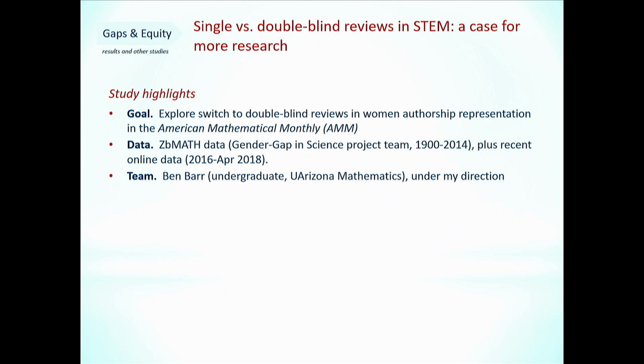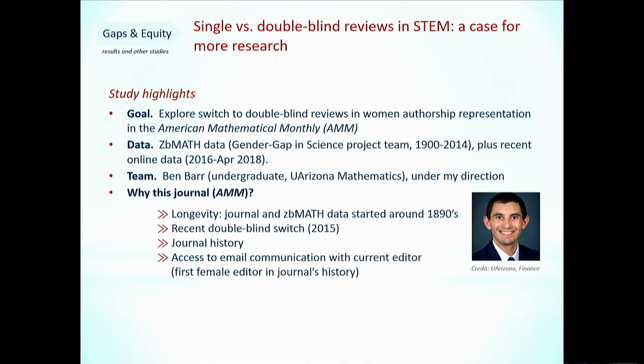The data that we used for this analysis was CV math data, which was generously shared with the Gender Gap project from this team about 2 years ago. That data covered the 1900s to 2014. We also added some recent data that was available online and was not part of the CV math data, the years from 2016 to April 2018. The team was under my direction. Ben Barr was an undergraduate at the University of Arizona, is now working in industry and has a master's in finance. So that's a picture of Ben right there.